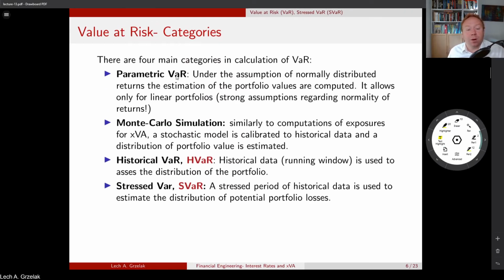Okay, there are four main methodologies regarding calculations of VaR. The first one is the one that we are definitely not going to follow in this course, the so-called parametric VaR. This means that we impose some kind of distributions over the returns of our risk factors.